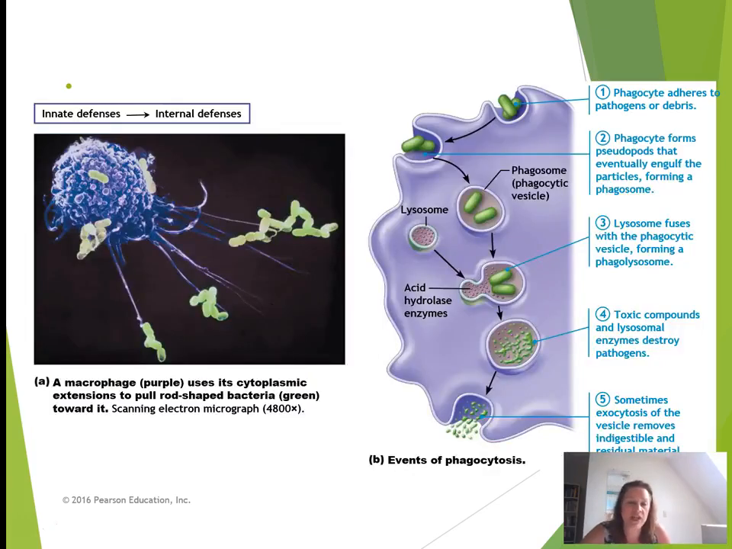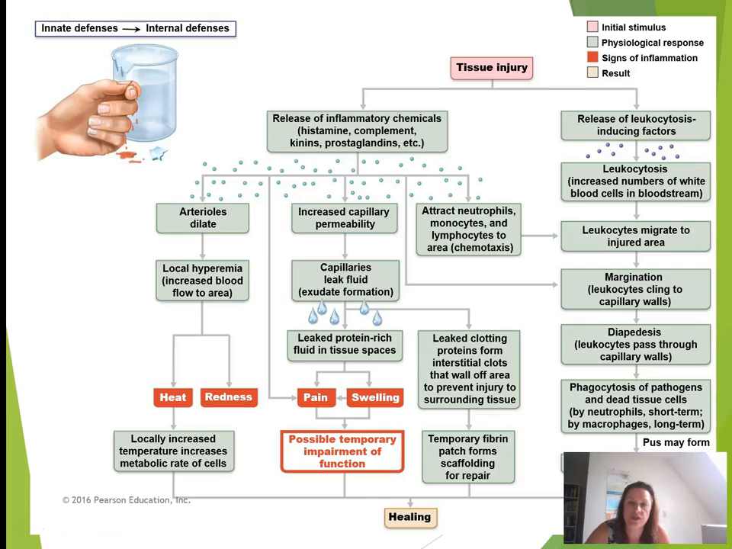Here we have a macrophage using its cytoplasmic extensions to pull in and engulf bacteria. It's almost like a fishing rod. It sends it out, grabs it, and pulls it in, and then destroys it. All right, so this is one of our macrophage phagocytizers.